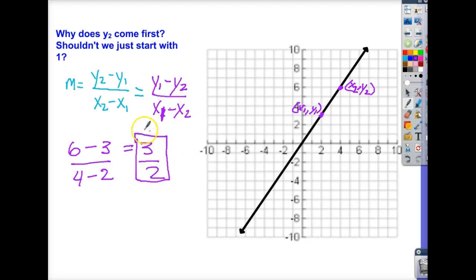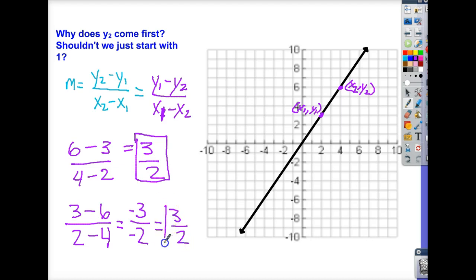Now let's do it the other way. Okay, so let's just flop these. So I have 3 minus 6, because that would just flop these positions, and I have to flop these positions too. So 2 minus 4, what does that give me? 3 minus 6, well, that's a negative 3. 2 minus 4, well, that's a negative 2. Well, now I have a negative divided by a negative. Negative 3 divided by negative 2 is just a positive 3/2.